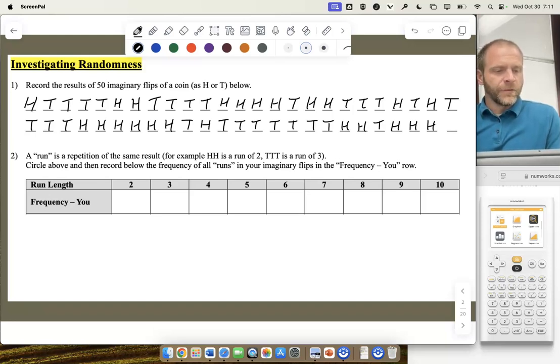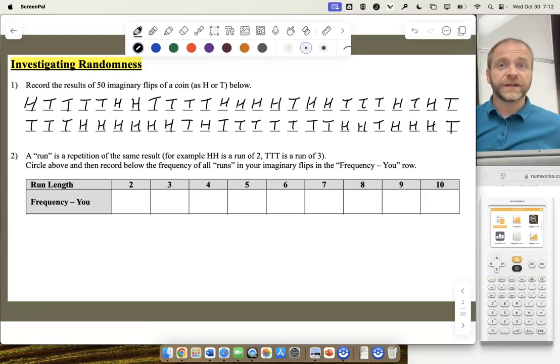And 1 tail to end it. There's my 50 imaginary flips. Now when I'm doing this, what we're going to do next is look at a run. A run is a repetition. I used the word streaks when I was doing this.